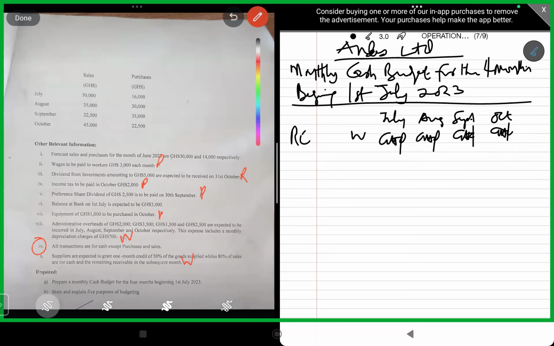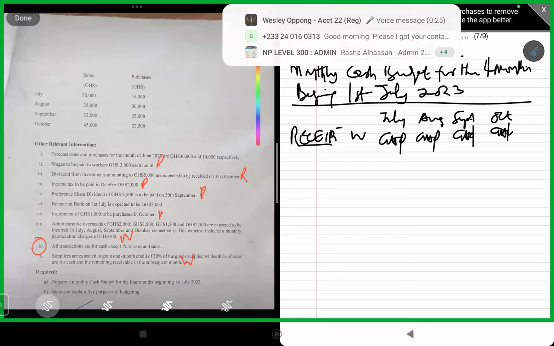So we can go with receipts. Then we go with payments. So we go with inflow first. Are you good? So let's go. Now, which of the transactions in the question did we easily record the receipts?